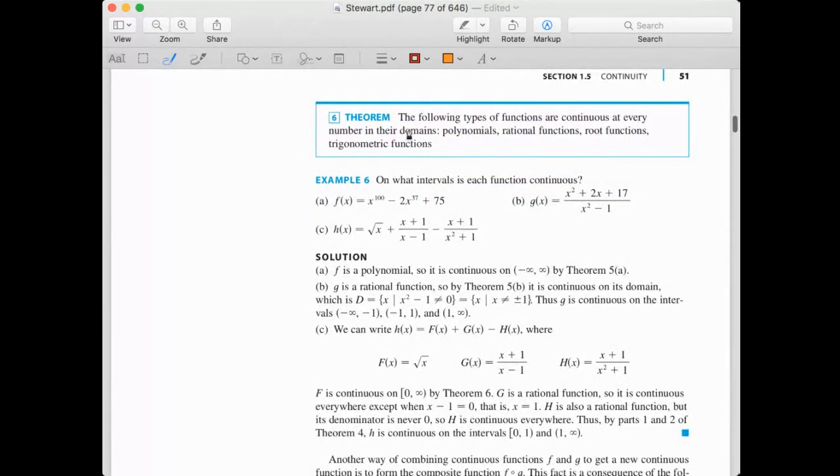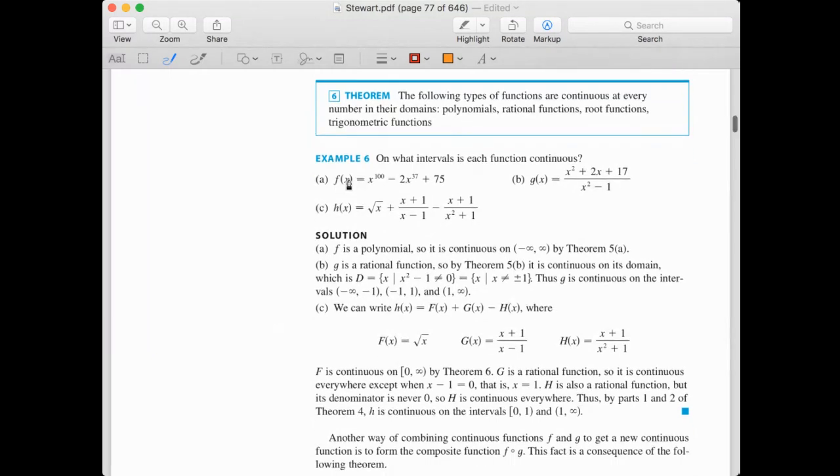Let's see this one. This theorem says the following types of functions are continuous at every number in their domain: polynomials, rational functions, root functions, trigonometric functions, right? The domain of function A is every real number, which means the left limit, right limit, and the function value coincide. And this one, only when x equals 1 or -1 is it discontinuous. At all other points, the function is continuous.